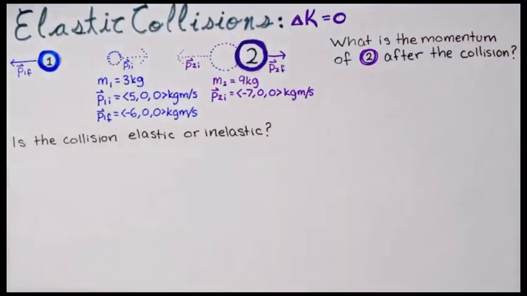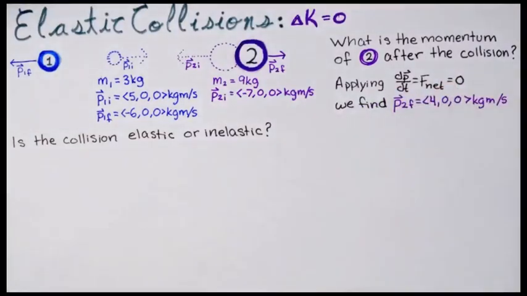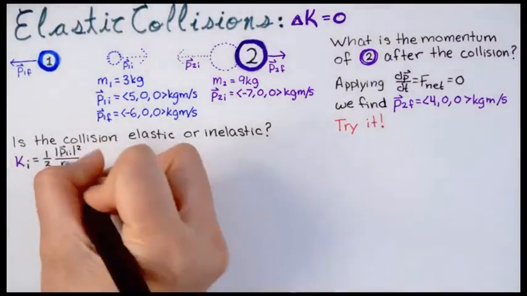The wording of this problem looks almost identical to the problem we solved earlier, and we can find the final momentum for Object 2 in just the same manner. To find that, we apply conservation of momentum as we just did. We won't work this out in detail, but here is what we find for the final momentum of Object 2. See if you can get this result. Now, to determine whether the collision is elastic or inelastic, perform the same test as we did before.